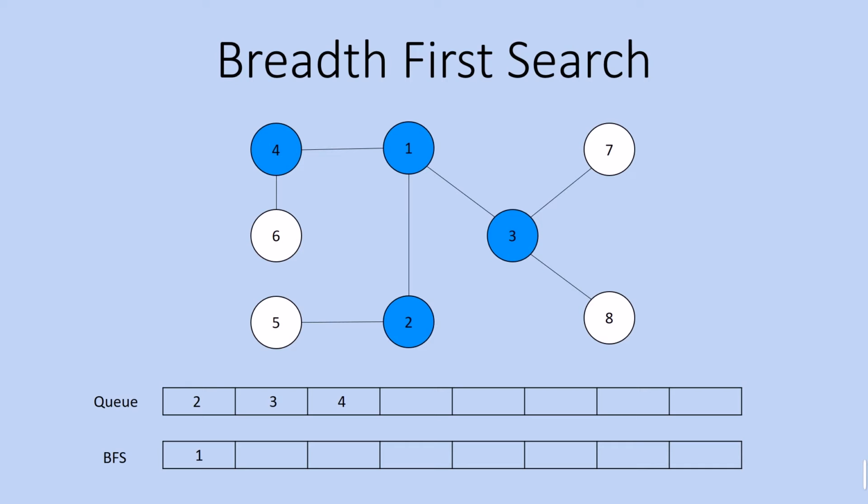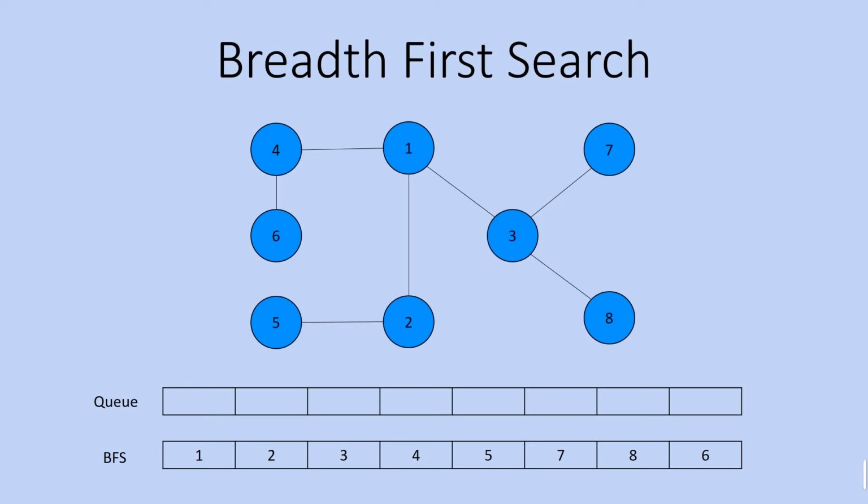Then we dequeue the first item in the queue, which is vertex 2, and put node 5 into the queue since it connects to vertex 2. Then we enqueue vertex 3. We put vertices 7 and 8 into the queue. We enqueue vertex 4 and put vertex 6 into the queue. And lastly, all vertices have been visited, so we just dequeue all items in the queue.